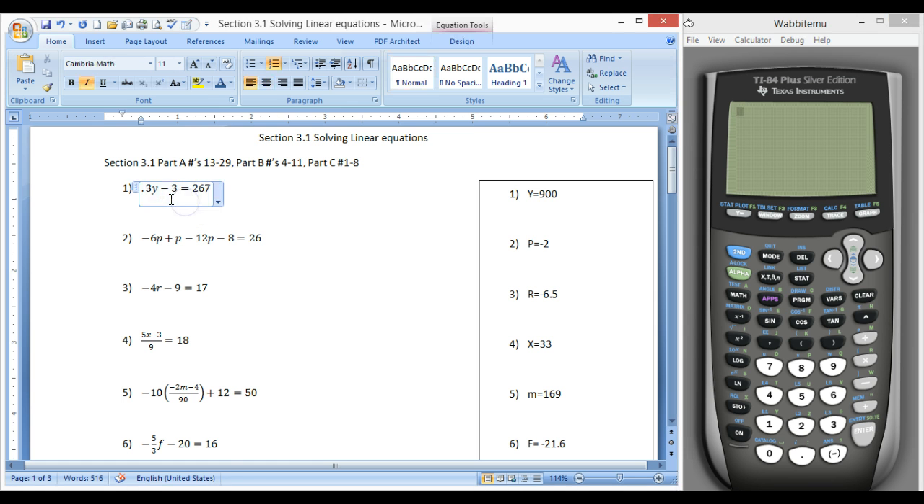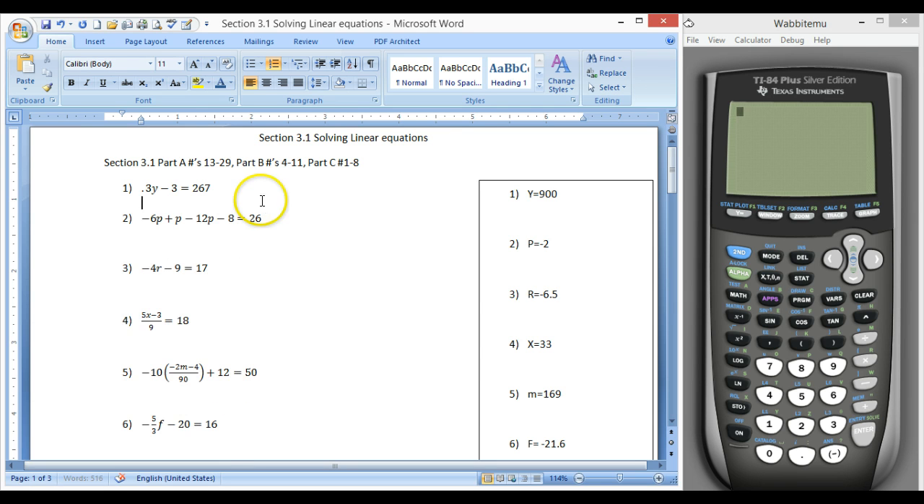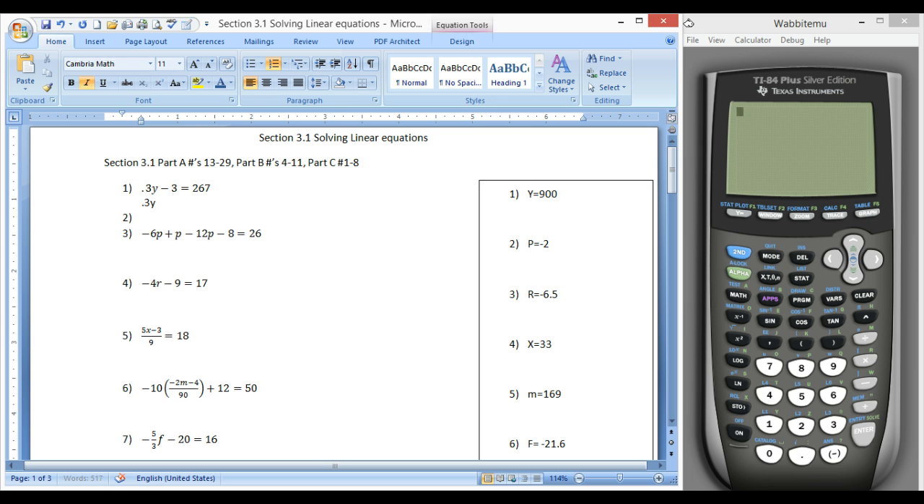So I'm going to come down into here, and so I have 0.3y, I haven't done anything to that yet, and then I'm going to do the opposite. So I need to add 3. So I have a subtract 3. I'm going to add 3 to this side. But to keep things balanced, I also need to add 3 to this side. And in doing the opposite, these will cancel out.